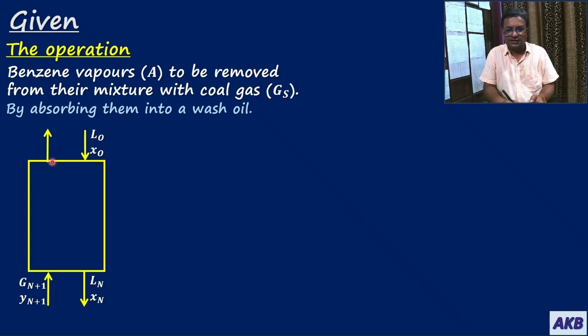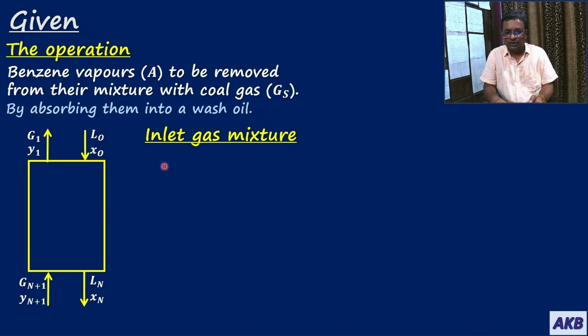Then the gas phase comes out at the top, or it is removed at the top. Its molar flow rate is G1, and some amount of benzene vapors, because 95% of benzene vapors are to be absorbed in the operation, so the remaining 5% will come out with the outgoing gas, and small y1 will be the mole fraction of those benzene vapors in the outgoing gas.